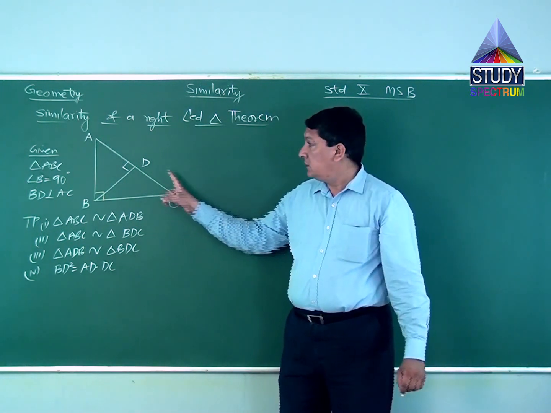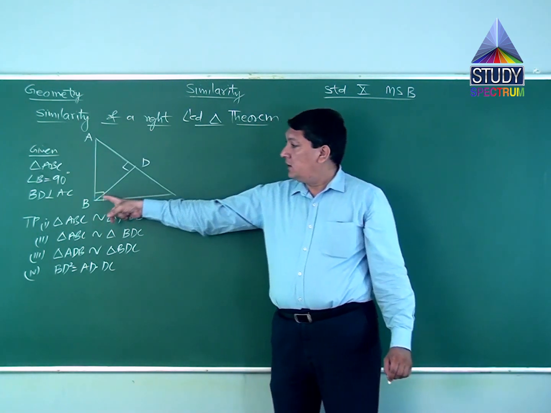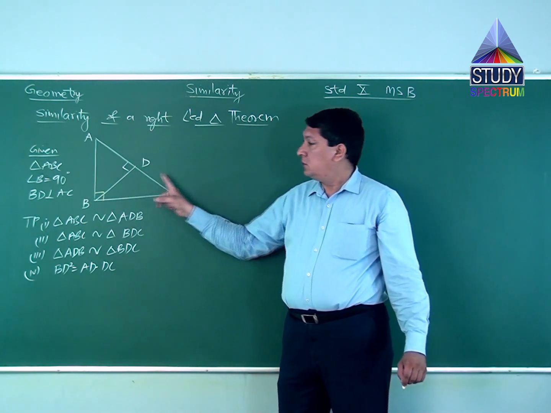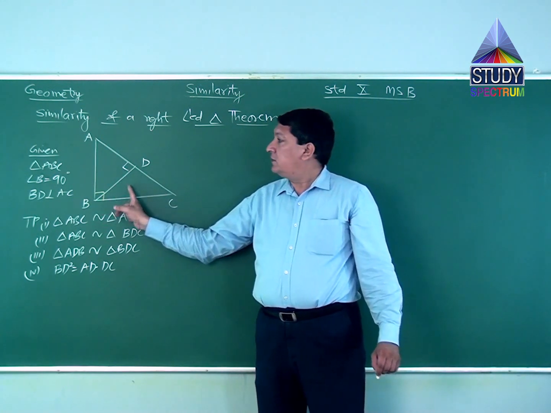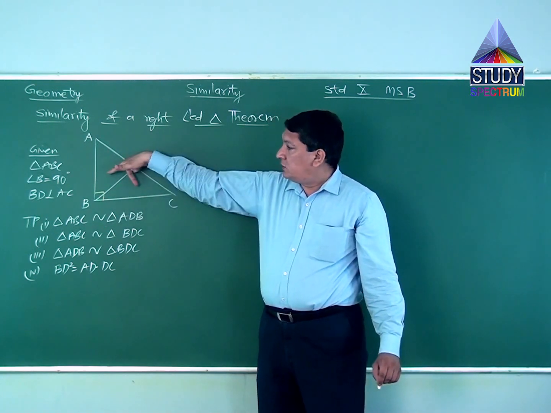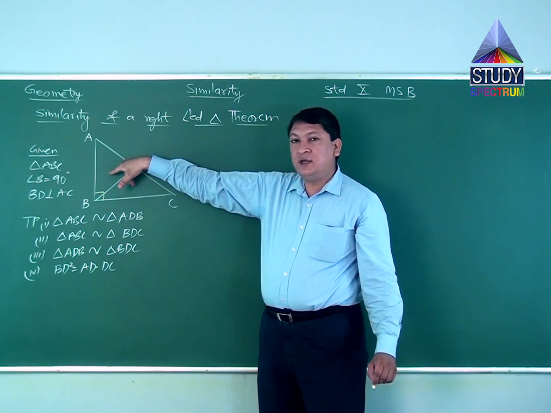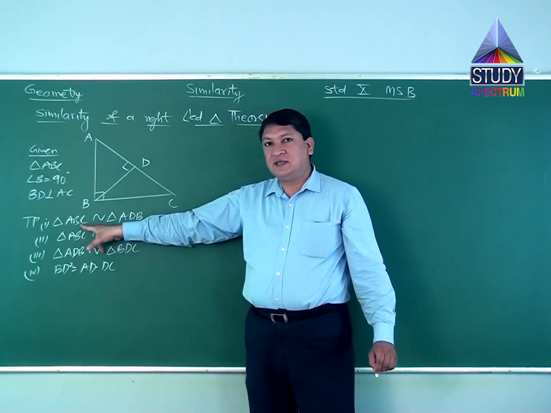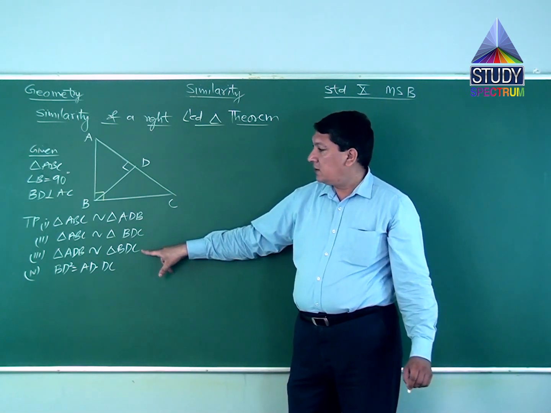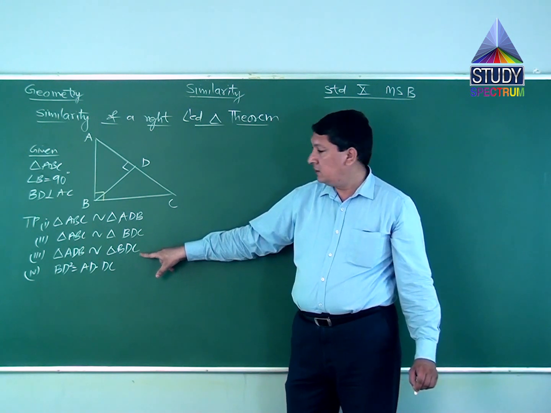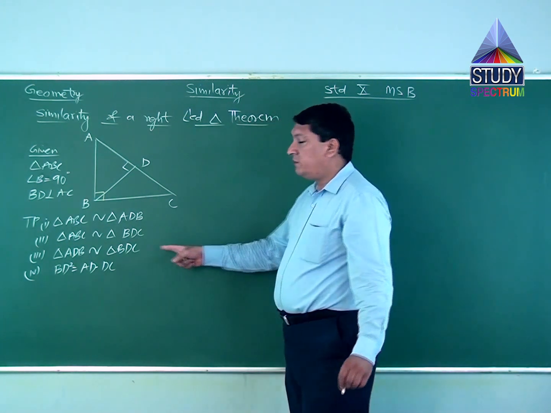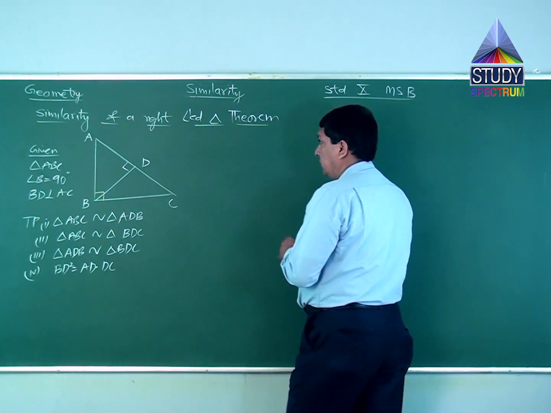Look at this. In a right angle triangle, from the right angle vertex the perpendicular is drawn to the hypotenuse. Once this perpendicular is drawn, there are two triangles formed, triangle ADB and triangle BDC. We need to prove those two triangles are similar to each other and to the original triangle. So triangle ABC similar to triangle ADB, triangle ABC similar to triangle BDC, triangle ADB similar to triangle BDC, and fourth, BD square is equal to AD into CD. This is all we need to prove. So we'll start with the proof.